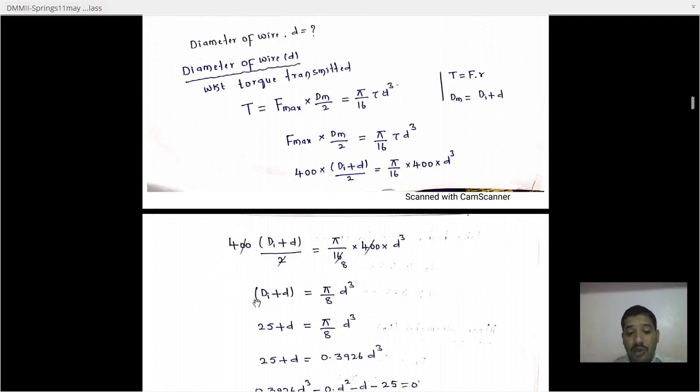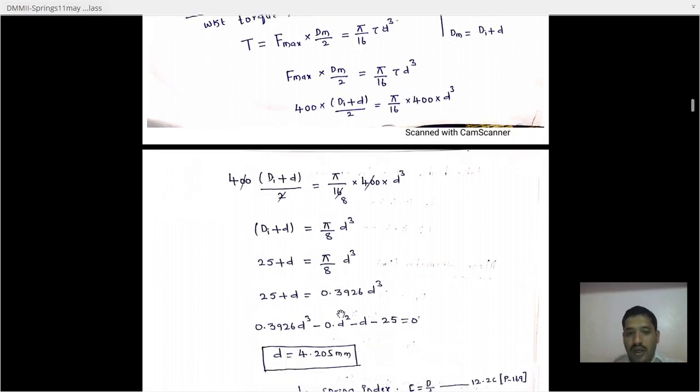The remaining terms will be: di, the inside diameter of the helical spring, plus d, the diameter of the wire, equal to pi by 8 into d cube. Di is already given in the question as 25 mm, plus d as it is, equal to pi by 8 into d cube. The pi value is 3.142, a constant value, divided by 8.